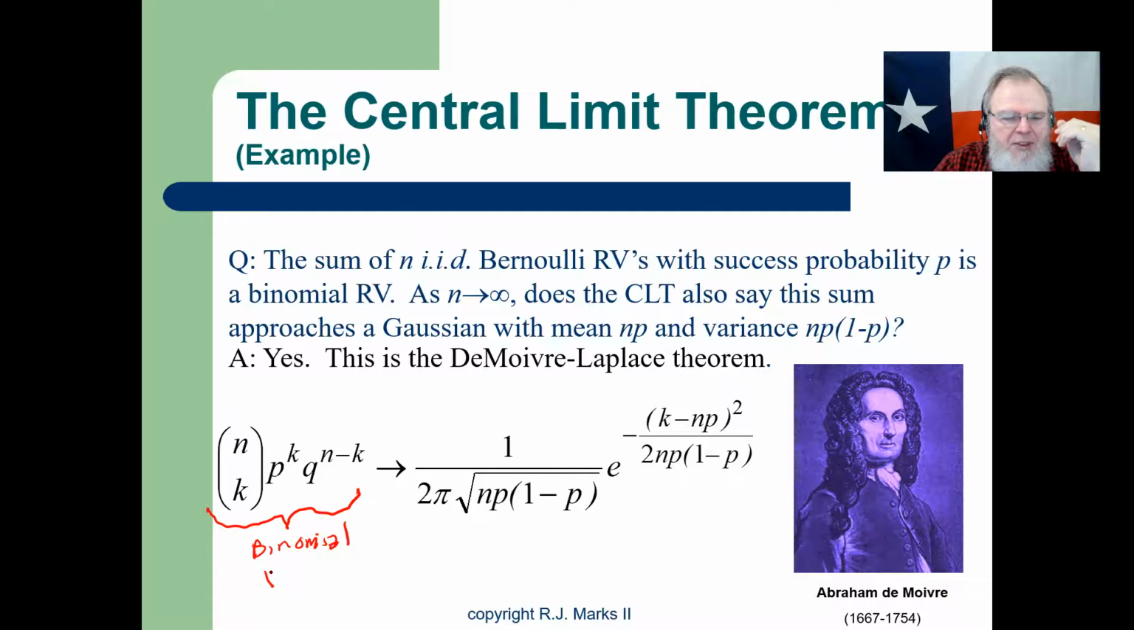And you remember that the expected value of the binomial random variable was equal to NP, and that the variance of x is equal to NP times 1 minus P. So this is sigma squared.